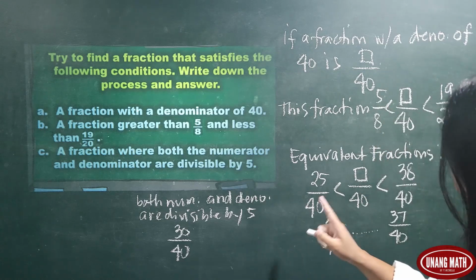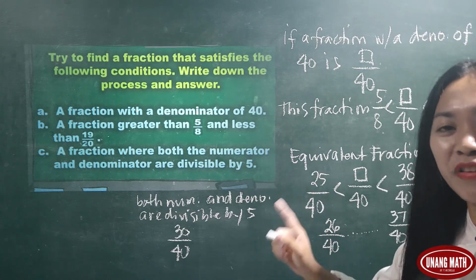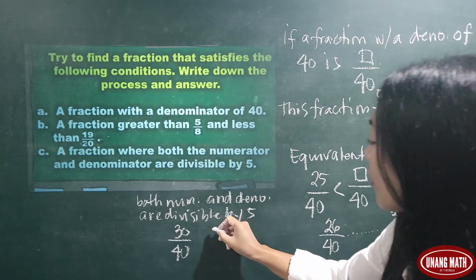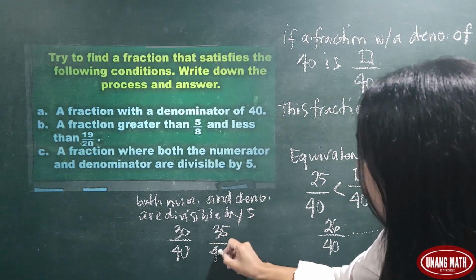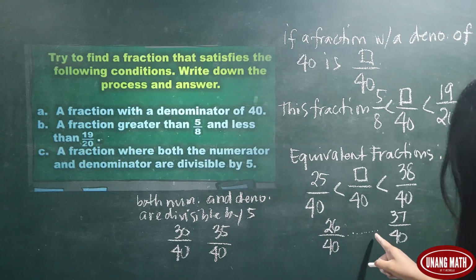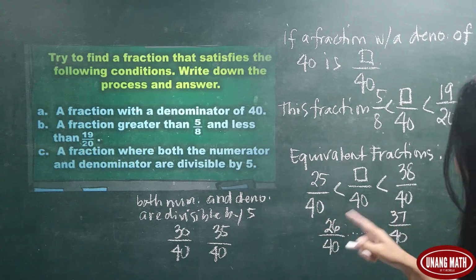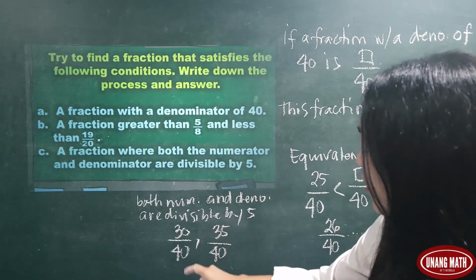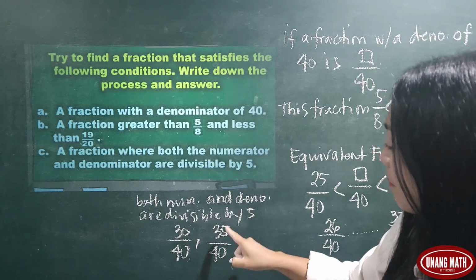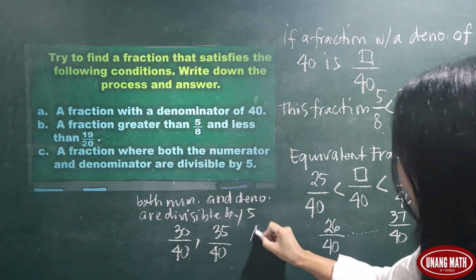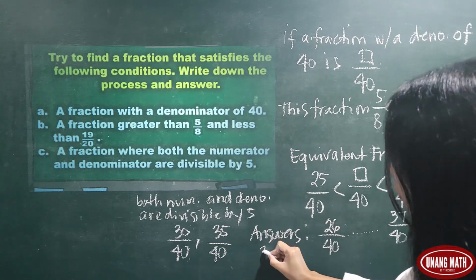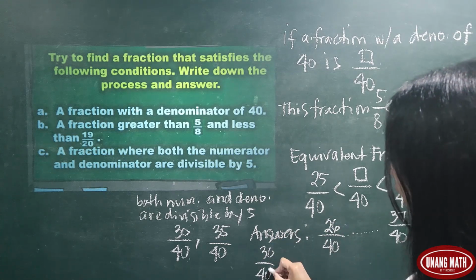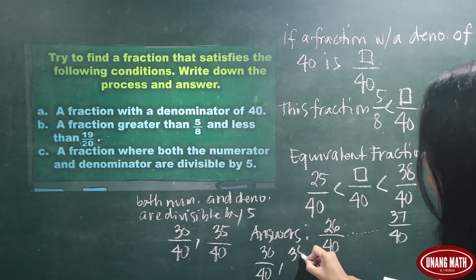Okay, next. 31, hindi. 32, 33, 34. Okay, so we have 35. 35 is divisible by 5. So, 35 over 40. How about 36? Hindi. 37, hindi rin. So, ang mga fractions ay 30 over 40 at 35 over 40. So, our answers here are fractions 30 over 40 and 35 over 40.